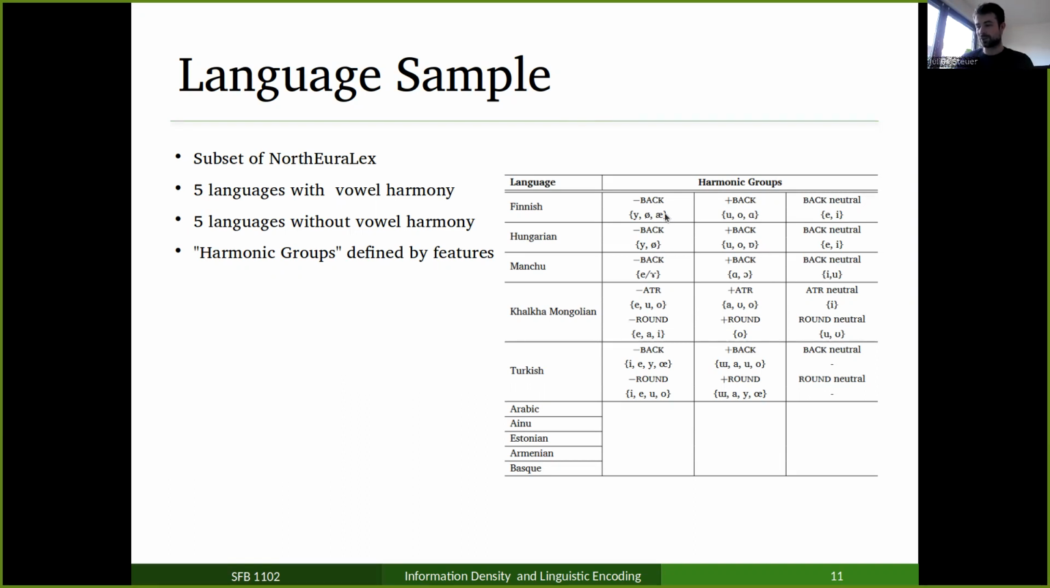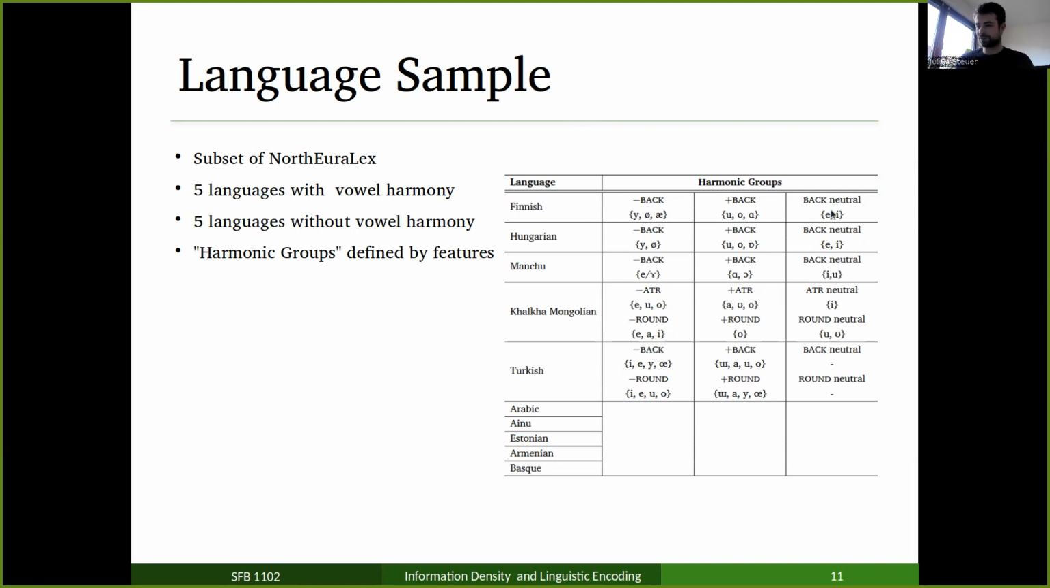This table contains the harmonic groups of the different languages. For example, for Turkish, there are minus back, minus round, and plus round. And in any word form, the vowels should only be from one of those groups. So only from minus back, minus round, or plus round, but not any combination of those.